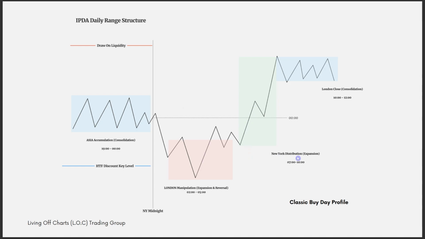Now New York session distributes higher as well, which is from 7 to 10 a.m. Now if London expands higher as well, that could be the case, and we trade above New York midnight opening, London will distribute higher and New York session will still be an expansion higher if the draw on liquidity has not been hit yet. And then the profile ends up with a London close consolidation. So at the end of New York kill zone, afterwards we have London close kill zone between 10 and 12, and then it tends to consolidate afterwards.